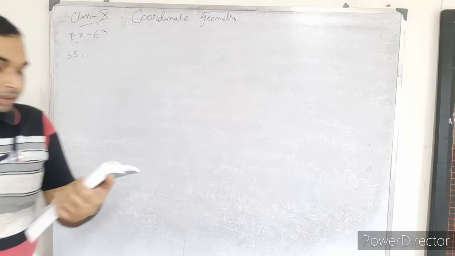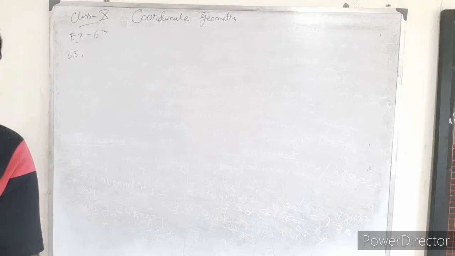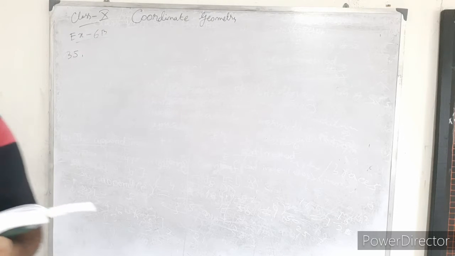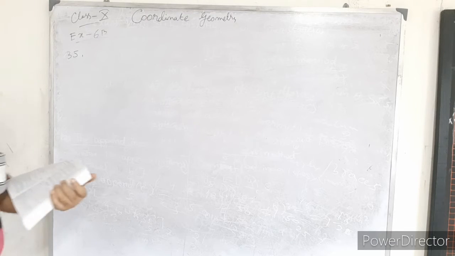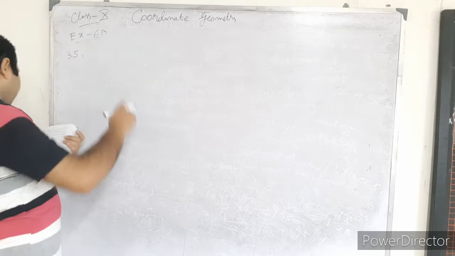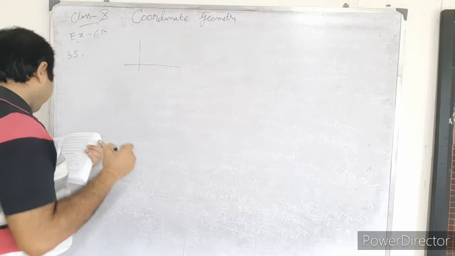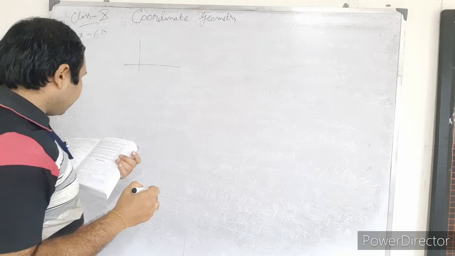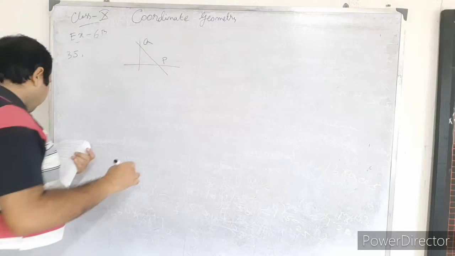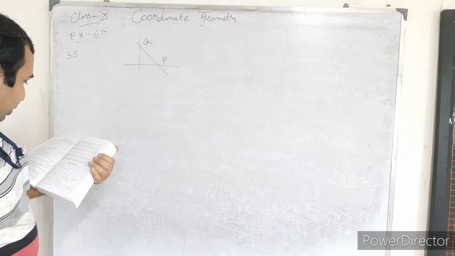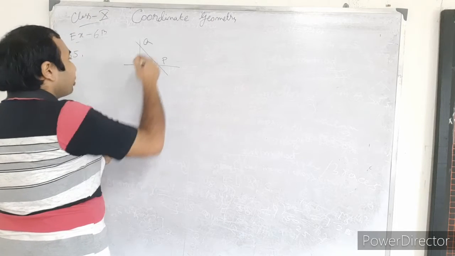A line intersects the y-axis and x-axis at the points P and Q respectively. If (2, -5) is the midpoint of PQ, then find the coordinates of P and Q. So if this is the coordinate plane, the x-axis and y-axis, this is P, this is Q. (2, -5) is the midpoint of PQ.